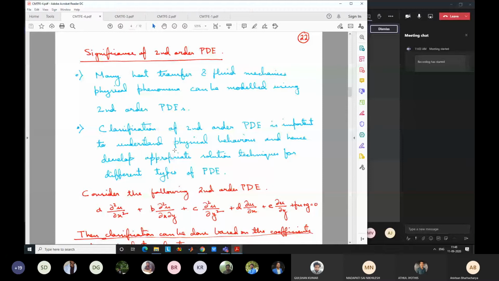Okay, so we can understand how these different solutions for these second order PDs will behave, and hence we can develop appropriate solution strategies for solving these different types of PDs. Okay, so I have written this also here. You don't have to note this down. Classification of second order PD is important to understand physical behavior of the solution and hence develop appropriate solution techniques for different types of PD.